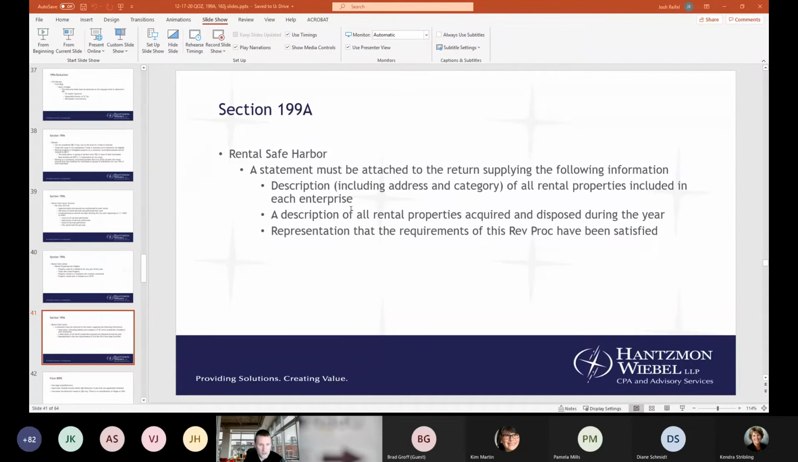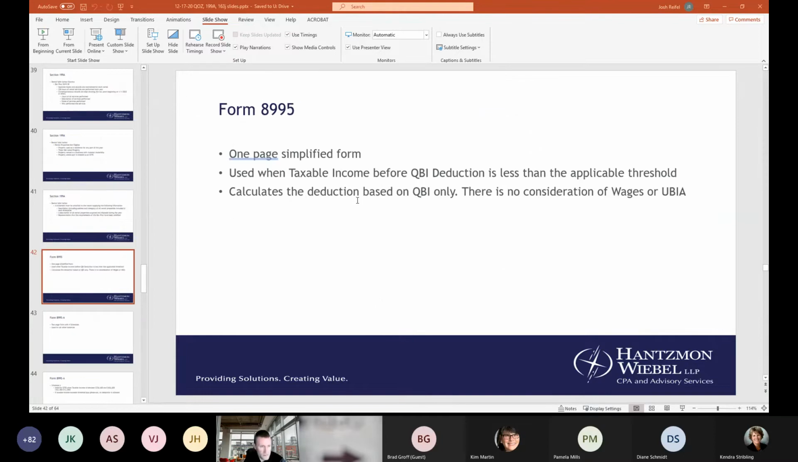A statement needs to be attached to the return supplying the following information: the description of the property, as well as a representation that the requirements have been satisfied. I believe that they have dropped this, but the initial requirement was that it had to be signed. There's a statement that had to be signed that under penalty of perjury, the taxpayer certified everything was correct. I believe that has been dropped, but the statement still needs to be attached to the return.